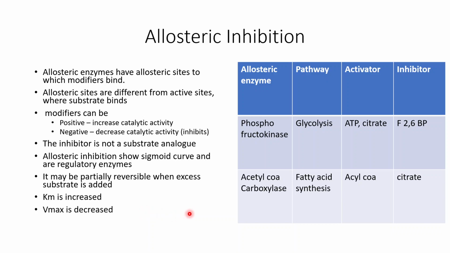Let us look at examples of allosteric enzymes. There are two enzymes you can remember: one is phosphofructokinase, the next is acetyl coenzyme A carboxylase. Phosphofructokinase is an enzyme present in the glycolytic pathway. Its allosteric activators are ATP and citrate, whereas the inhibitor is fructose 2,6 bisphosphate. Similarly, acetyl coenzyme A carboxylase is an enzyme used for fatty acid synthesis. The activator for this enzyme is citrate, whereas the inhibitor is fatty acyl coenzyme A.